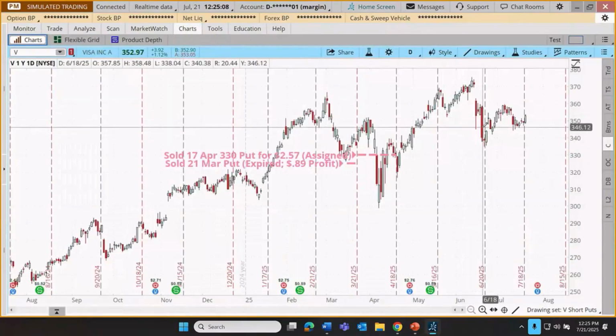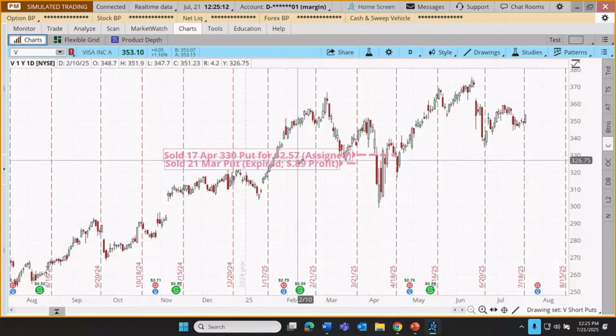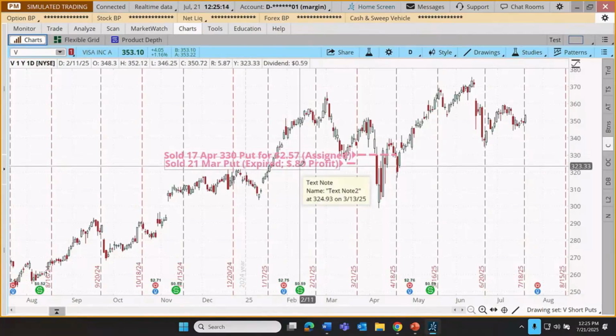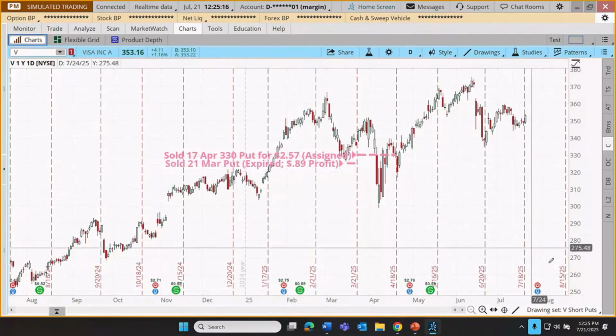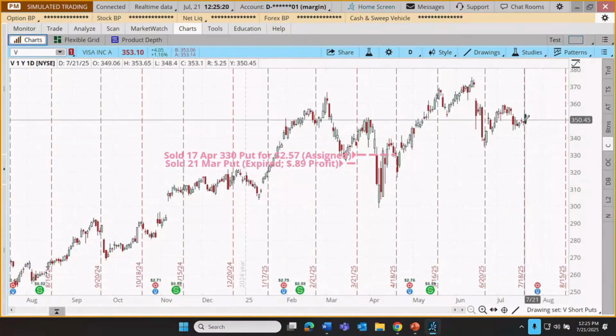So here we own 100 shares of Visa, purchased at $330, with a break even about $3 and change below that. There is an earnings announcement just around the corner there. So we'll look at this in coming weeks and maybe sell a covered call against that.